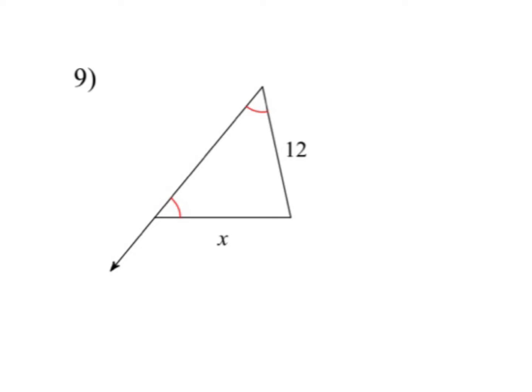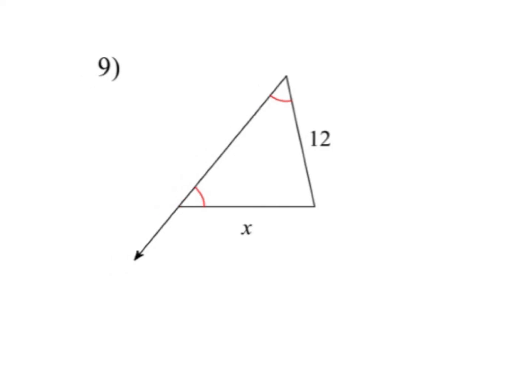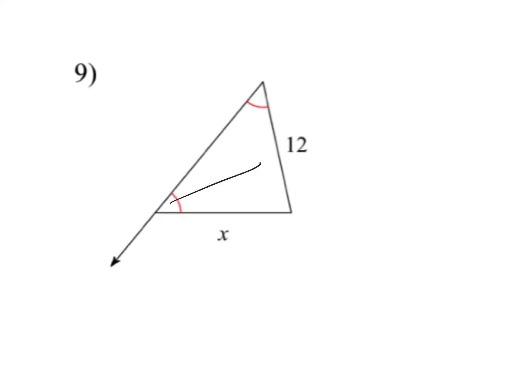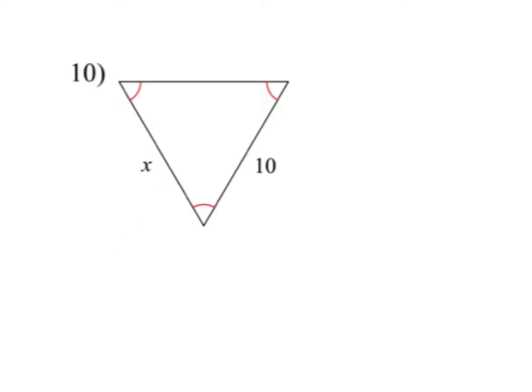All right, so this is the converse to the base angles theorem. If your base angles are equal, then the opposite sides are equal. So x is equal to 12. Number 10. So the reason you should know it already is you have an equiangular triangle, which means all the sides are the same. So x is equal to 10. All right, cool.